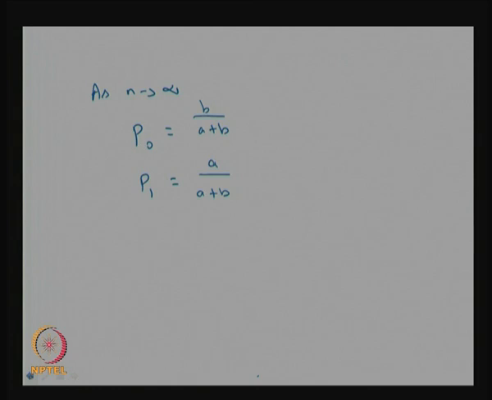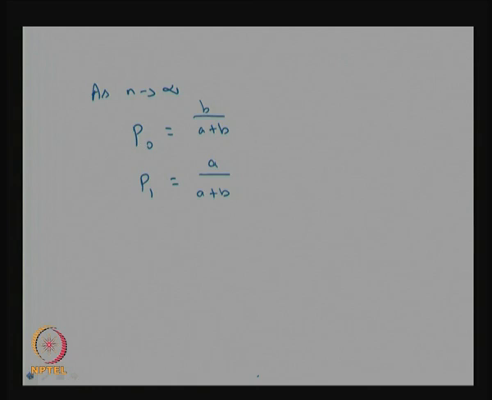Similarly, with the proportion a divided by a plus b, the system will be in the state 1. With the proportion b divided by a plus b, the system will be in the state 0 in the long run. The interpretation is, as n tends to infinity, this probability is nothing but, in the long run, with this proportion, the system will be in the state 0 or 1.